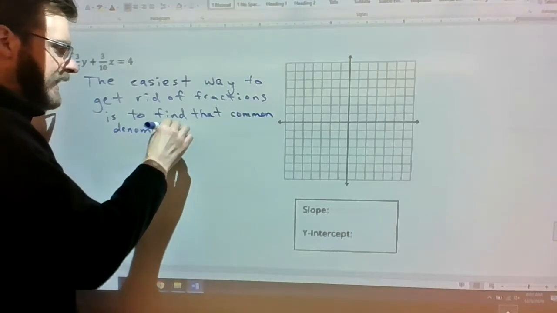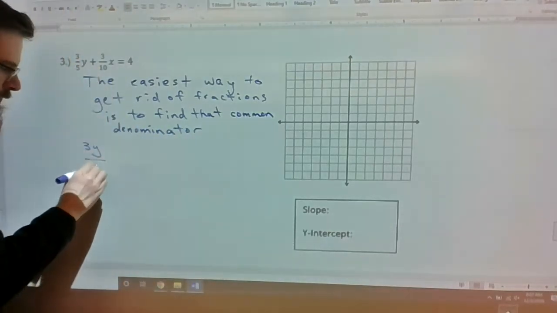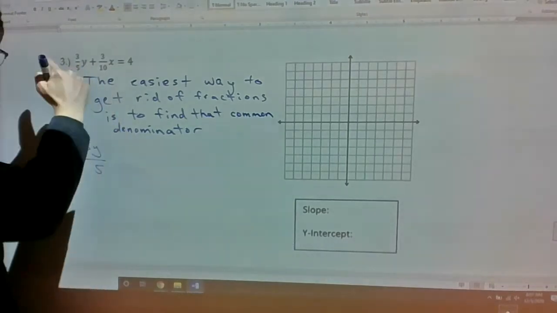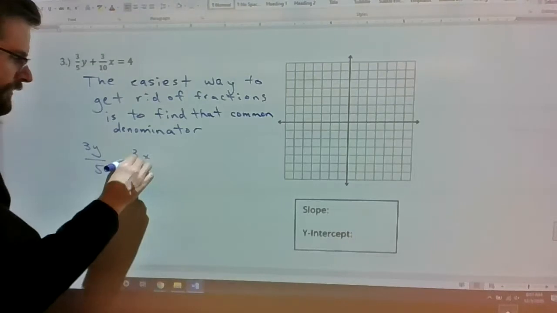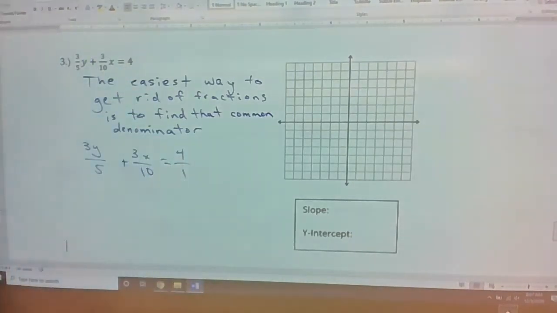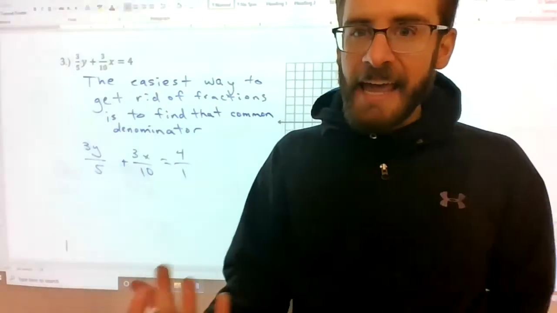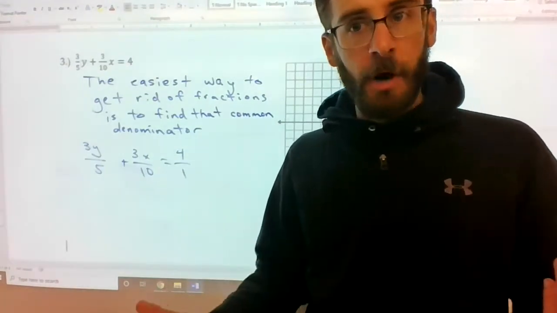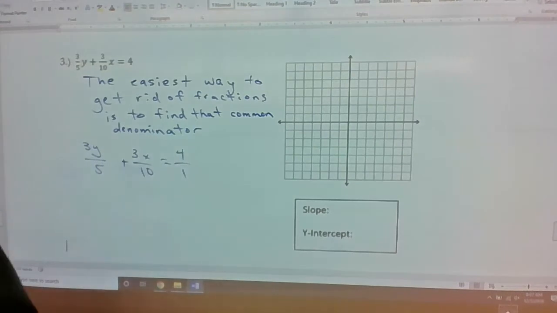All right, so let's make everybody, let's see, what do we got here? We got 3y over 5. Remember, the variable goes into the top of the fraction if it's beside the fraction. Plus 3x over 10 equals, I'm going to make that 4 a fraction, 4 over 1. So what's the least common multiple between 5, 10, and 1? AKA the smallest number that would divide them all evenly. The answer to that is 10.